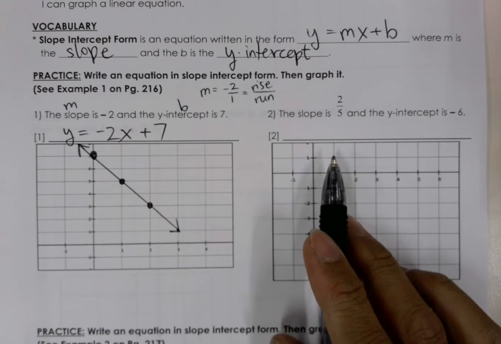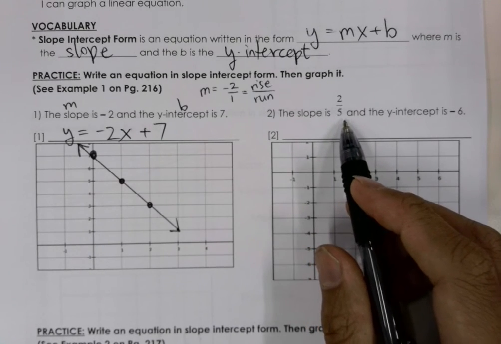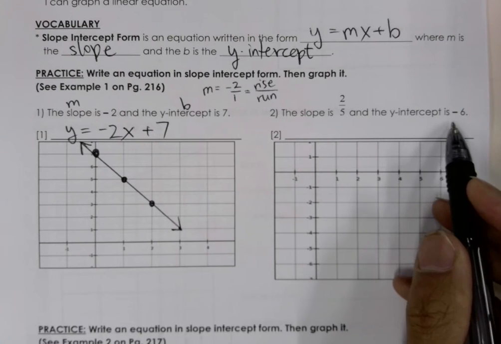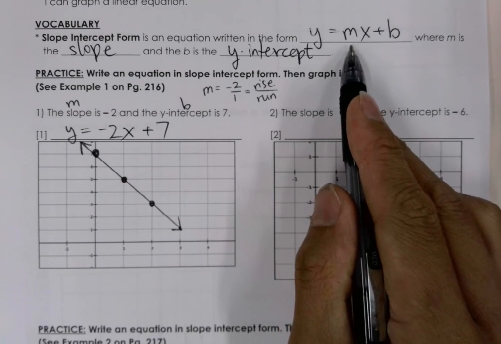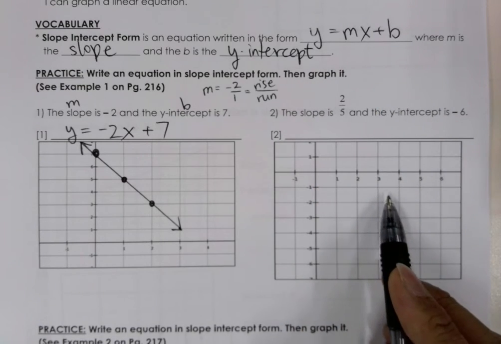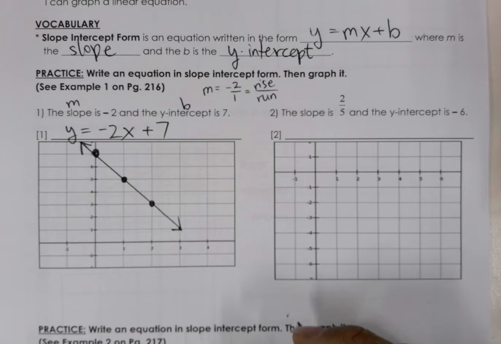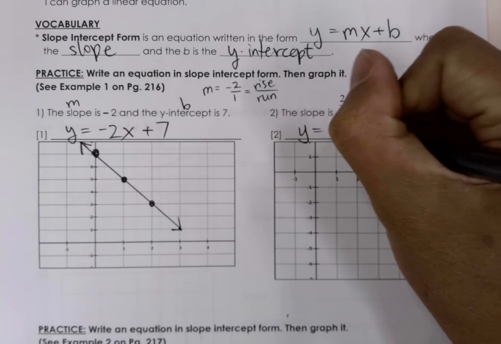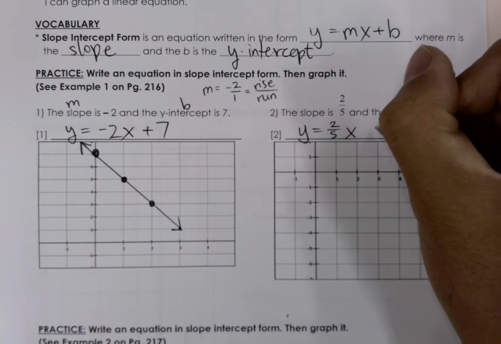Alright, let's go ahead and do the same thing for problem number 2. Here our slope is 2 over 5, and our y-intercept is -6. So plugging in 2 over 5 for m and -6 for b, we have our equation in slope-intercept form. y is equal to 2 over 5x minus 6.